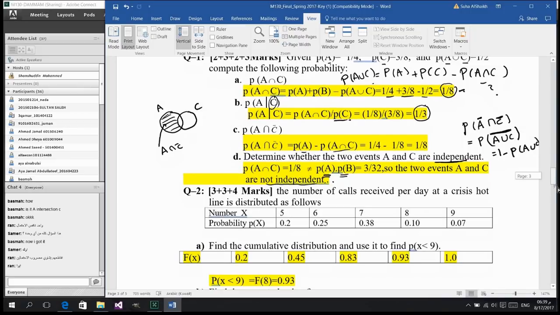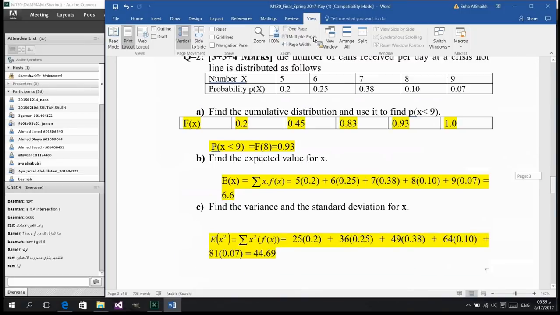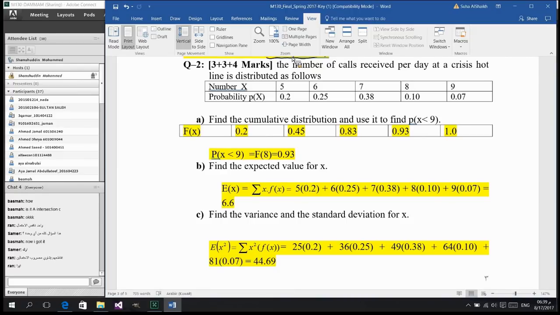Let's go to question number 2 now. It's a table. The number of calls received per day at the crisis hotline is distributed as follows. This is X, and this is P(X). This is the same as chapter 3, when we talk about the random variable and its probability, which we call f(x), small f of x. So the values are 0.2, 0.25, 0.38, and so on.